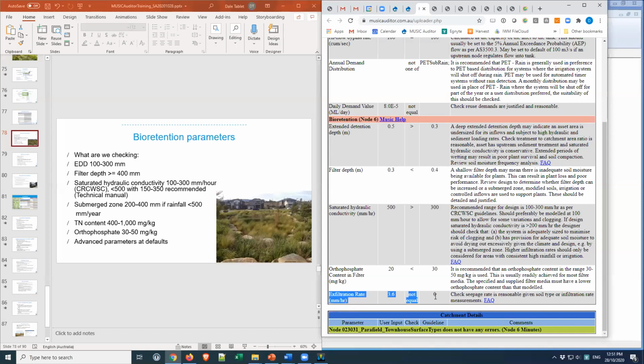Exfiltration isn't necessarily a problem for bioretention. In fact, we encourage it. It's a good way of infiltrating some water back to the soil, back to the groundwater, and supporting base flow in urban areas. But it does get flagged, just as a reminder that you need to check that that's sensible and conservative for the underlying soils under the system.